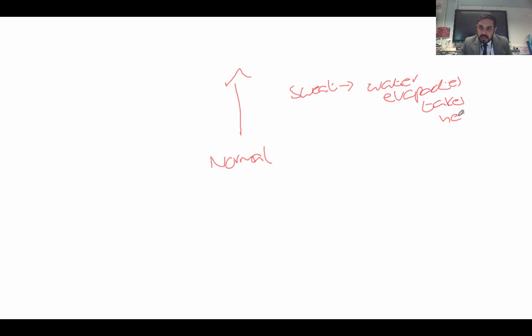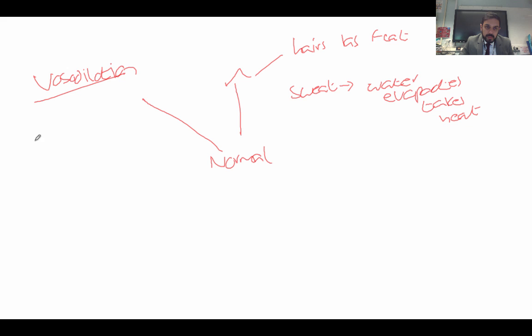Yeah, your hairs lay flat, which also helps to cool you down. Now, the big one is something called vasodilation. All that happens is, this is your blood vessels normally. That's a terrible drawing, but that's your blood vessels normally. When vasodilation occurs, your blood vessels just become wider. Therefore, more blood will flow through and they will be closer to the surface of your skin.